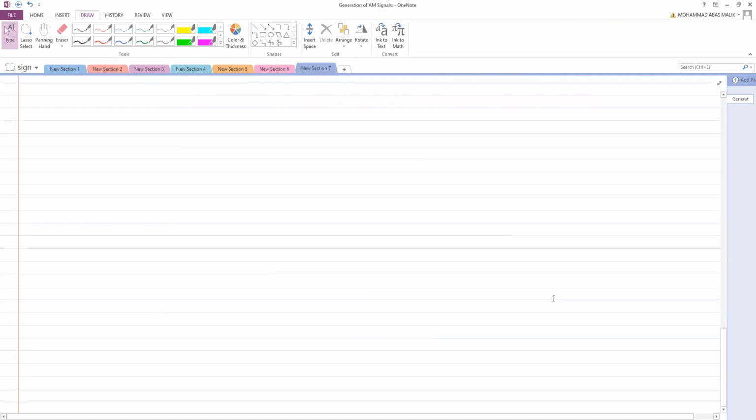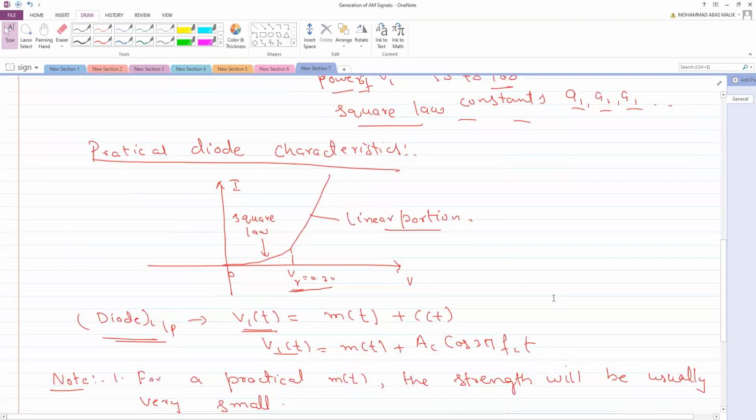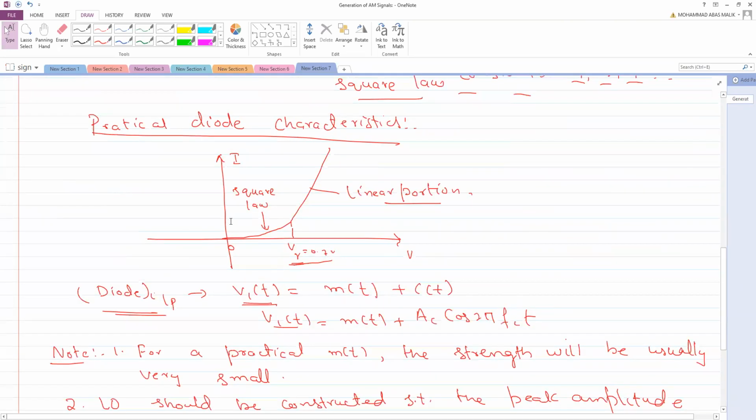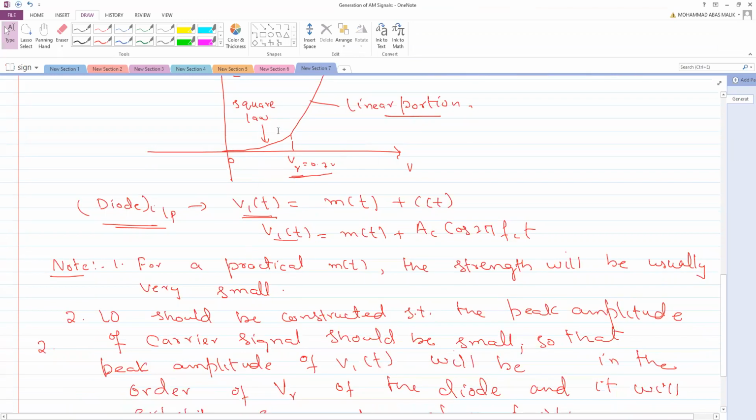Okay. Yes, sir. Anybody having any question? I'm saying that its peak amplitude should fall in the range below this V gamma. So for that, its strength should be very less. That means the message signal strength and the peak amplitude of the carrier should match, and they should be less than this, so that it will fall in the scalar characteristics. That's why it will act as an input to the scalar device.